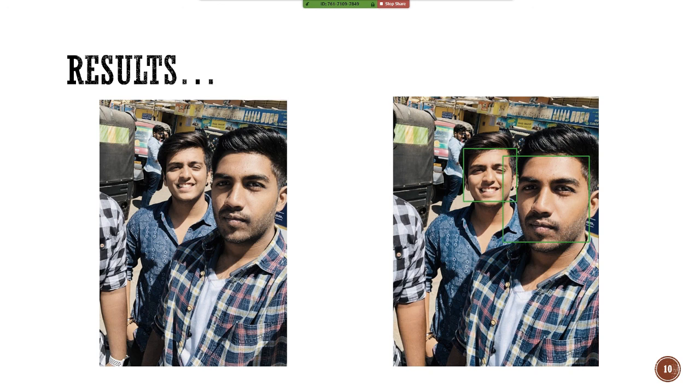So these are the results that we achieved. If you see on the left, you can see multiple people, but only two people's faces are clearly shown. So only the two people's faces are taken into account by the code. So we have two boxes over the faces.